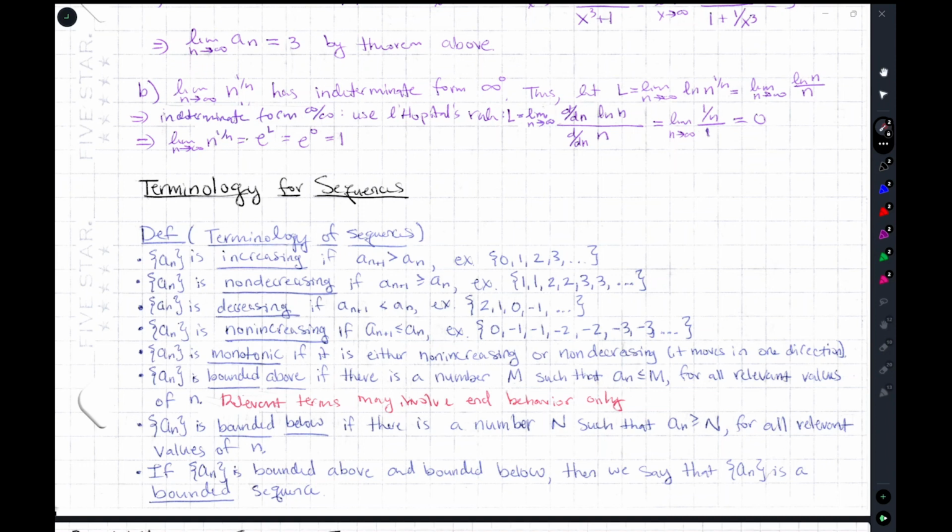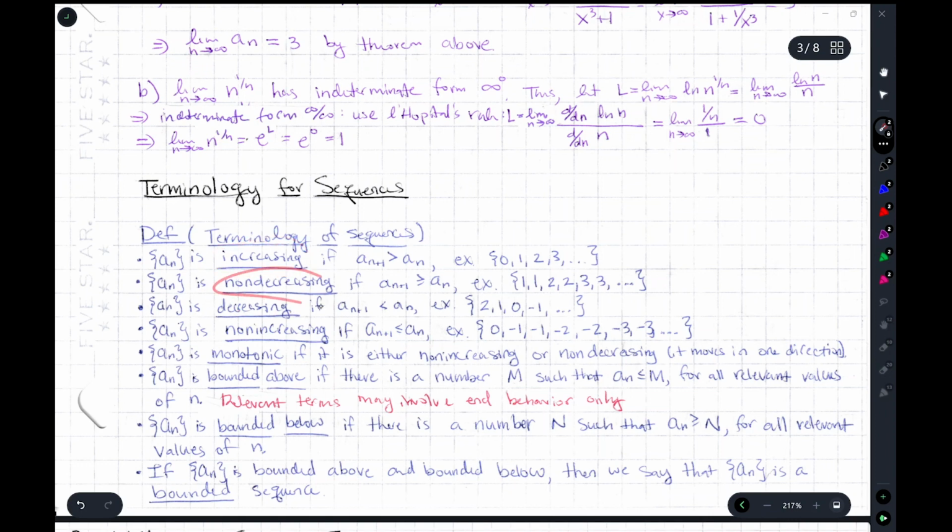So let's discuss some of the common terminology that will come up with sequences and is very important. A sequence is said to be increasing if the subsequent term a sub n plus 1 is strictly greater than the previous term a sub n. So here's an example of that. Each term is strictly greater than the previous. A sequence is said to be increasing if that happens.